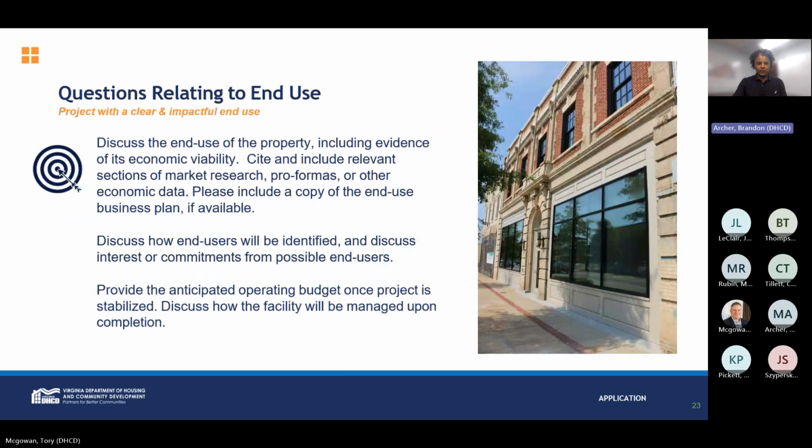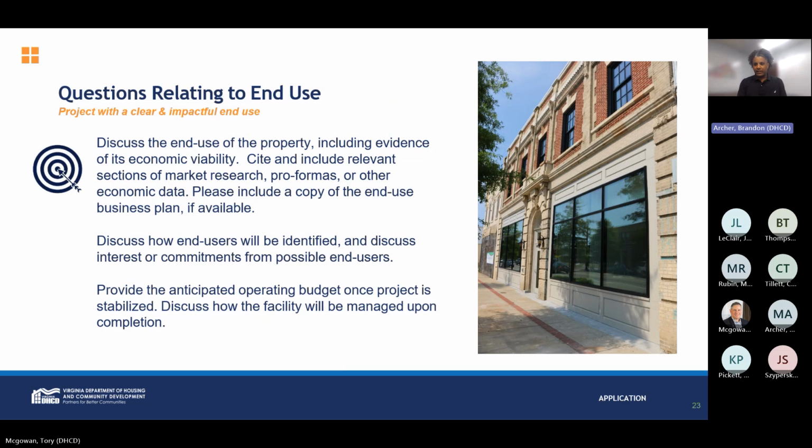In terms of end use, please discuss the end use of your property, including evidence of its economic viability. This can be through market research, pro formas, any other economic data you might have on hand. And if you have one, please provide a copy of that end-use business plan. For instance, if you have a tenant that's interested in the property, they may have an end-use business plan. That's all helpful to help inform our decision.